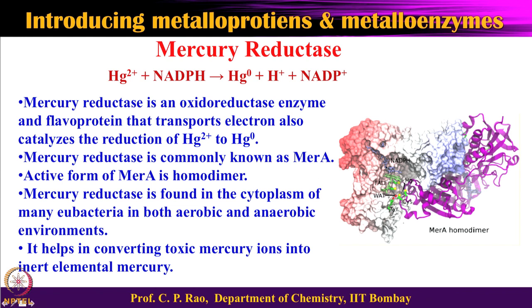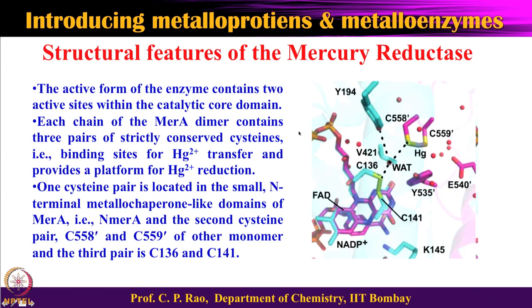So, what does this enzyme do? It helps in converting the toxic mercury ions to the non-toxic or less toxic Hg0. As you can see on the top of the slide, Hg2+ plus NADPH gives Hg0 plus H+ plus NADP+. So, NADPH is getting oxidized and Hg2+ is getting reduced. So, this is a redox reaction. We will look at this again later too.